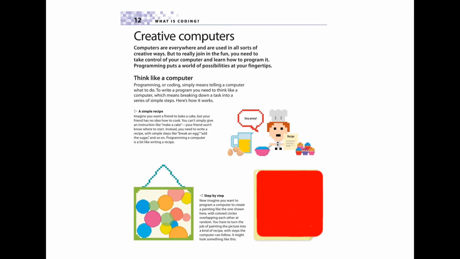A simple recipe. Imagine you want a friend to bake a cake, but your friend has no idea how to cook. You can't simply give it instructions like, make a cake. Your friend won't know what to do or where to start. Instead, you need to write a recipe with simple steps like break an egg, add the sugar, and so on. Programming a computer is a bit like writing a recipe.